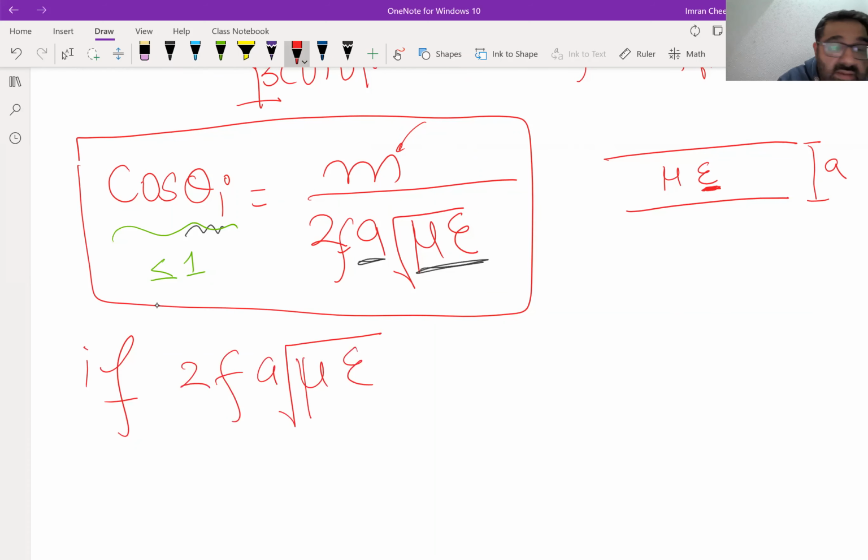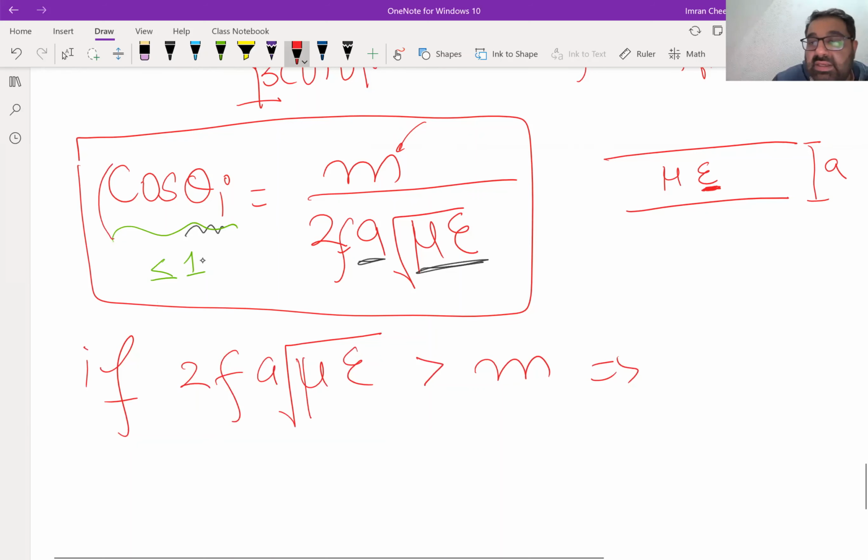If 2FA mu epsilon is greater than m, this implies, प्लीज वो वन वाली बात रिपीट कर देंगे? तो ये देखो cos theta I है ना, cos theta I क्या होता है, ये ग्राफ होता है cos theta I.